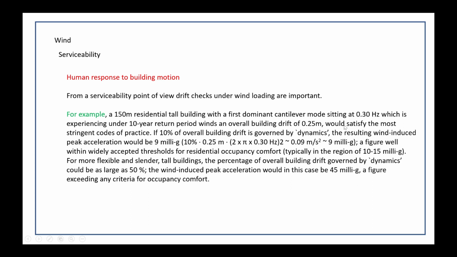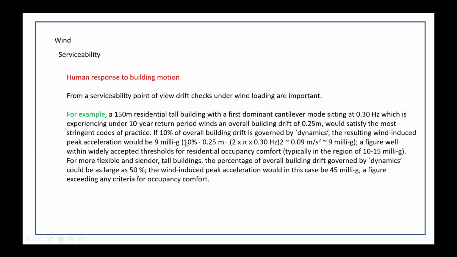So now we have to check whether it would satisfy the code of practice or not. We assumed 10% of the overall building drift is governed by dynamics. But depending on the building shape, it can range from 10% to 50%. If the building shape is irregular, and we have a flat core wall symmetry, we can assume 10% of the overall building drift is governed by dynamics. The resulting induced peak acceleration would be 9 milli-g. Now let's check, if you assume 10% of the overall building drift, 10% of 0.25 meter.